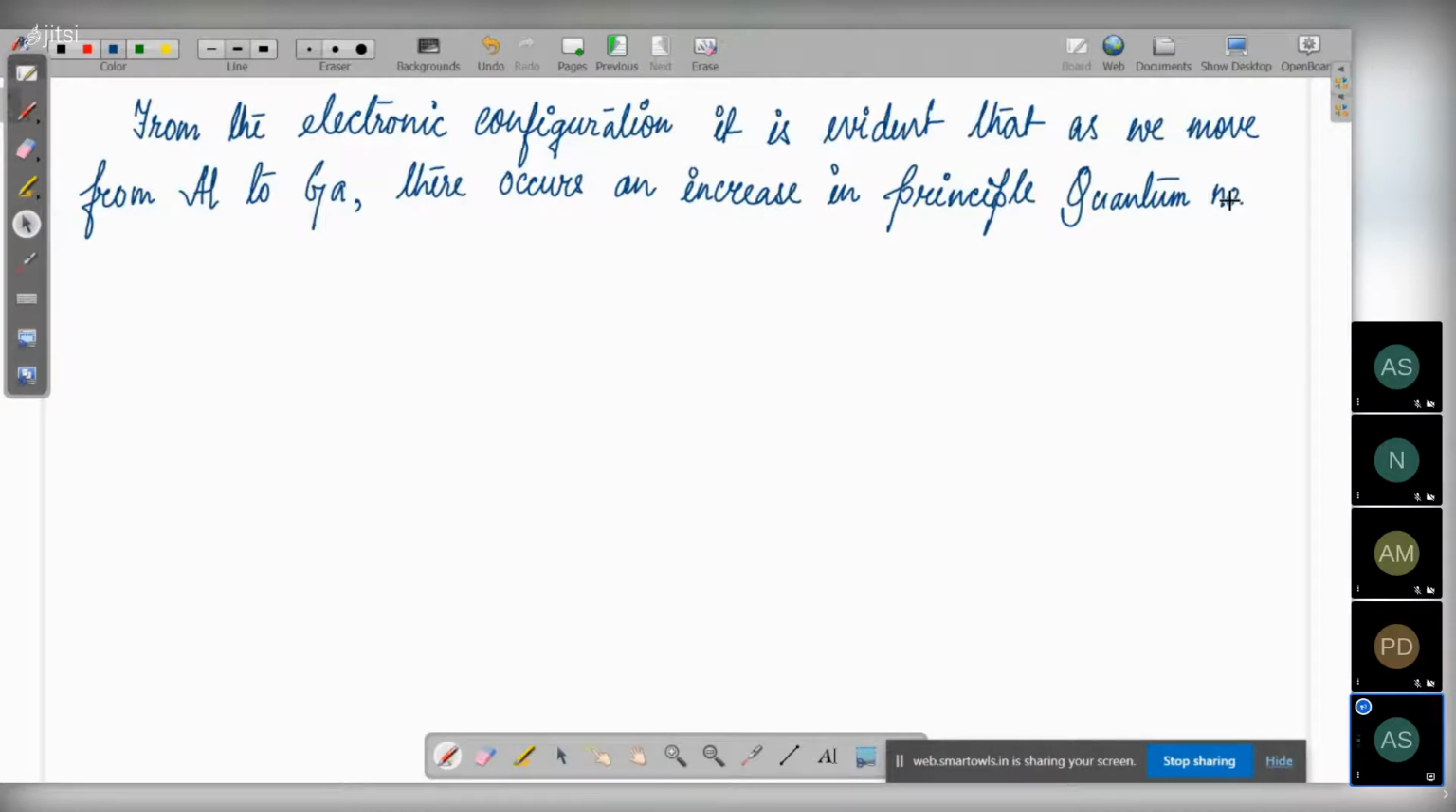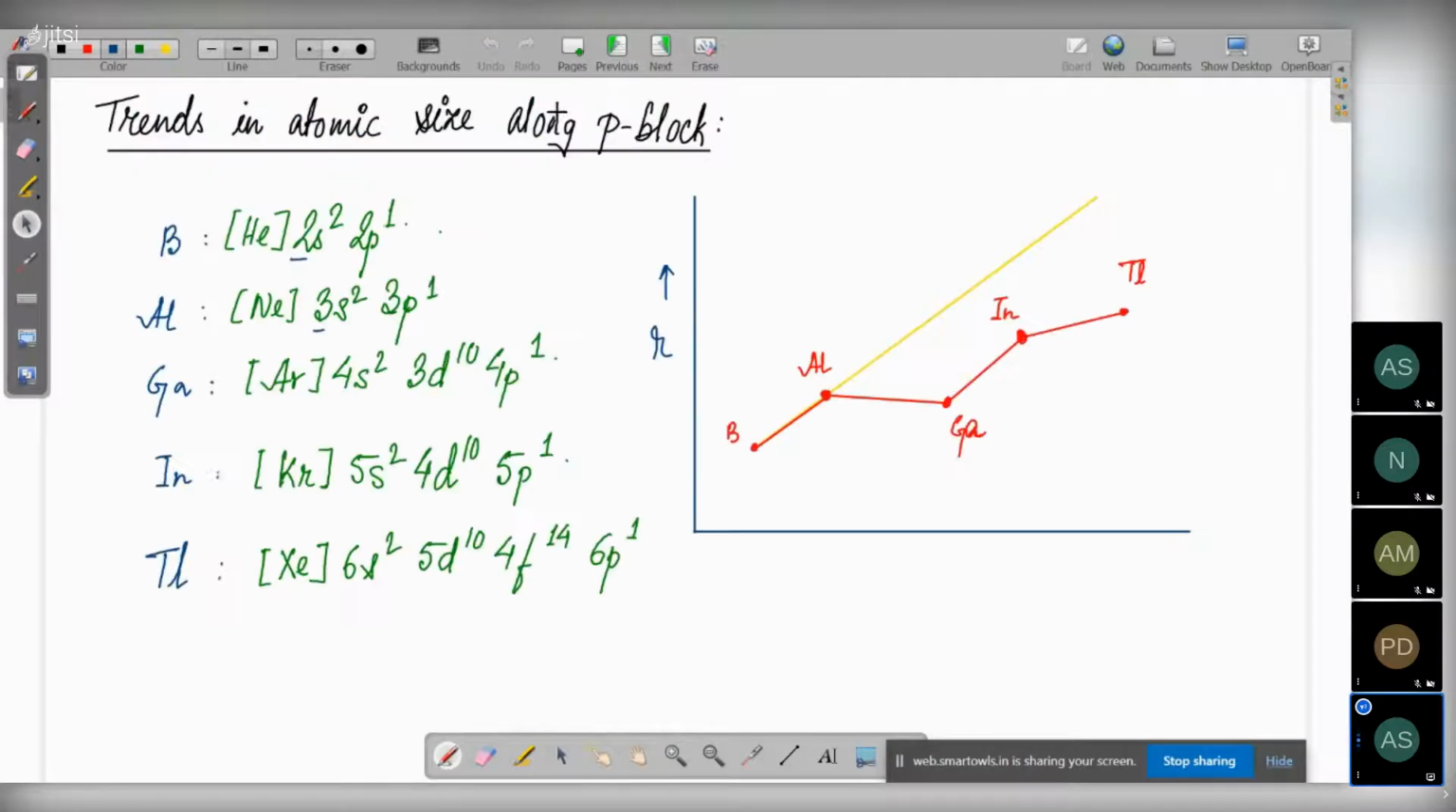There occurs an increase in principal quantum number. In addition, what does gallium have? Gallium has this 10 d electrons. And in the last class, we also learned that d electrons do not have such a good screening effect. D electrons also have a poor screening effect. So this will be the reason.